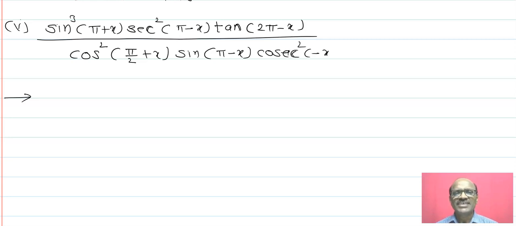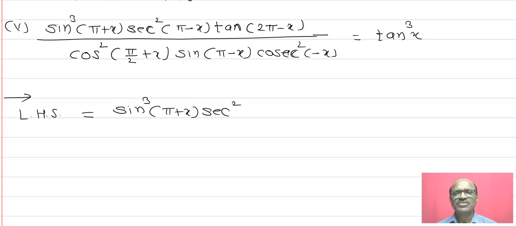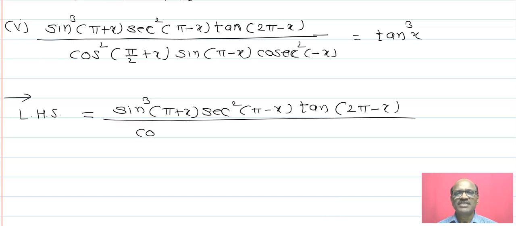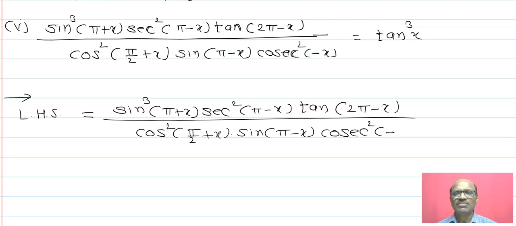That is sin cube of pi plus x, sec square of pi minus x into tan of 2 pi minus x, cos square of pi by 2 plus x, sin of pi by 2 minus x, and cosec square of minus x is equals to tan cube x. Now see this here, sin cube of pi plus x, sec square of pi minus x, tan of 2 pi minus x, cos square of pi by 2 plus x, sin of pi by 2 minus x, and cosec square of minus x.